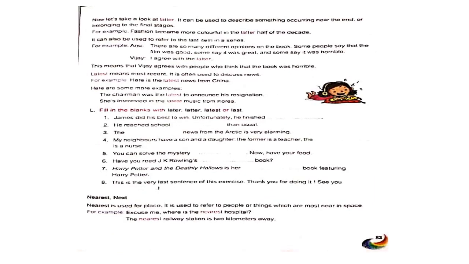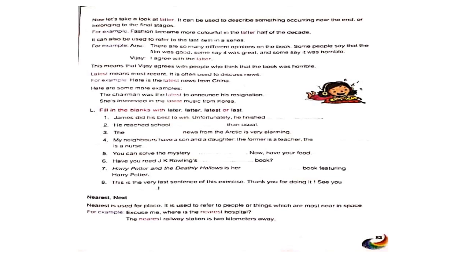Next, we have the word latter. Now let's take a look at latter. It can be used to describe something occurring near the end or belonging to the final stage. So we have to understand that it is something that is coming to an end, almost reaching the final stage. For example, fashion became more colorful in the latter half of the decade. To understand what latter means, for example, by the end of October and November, before we finish this year, that is known as latter.